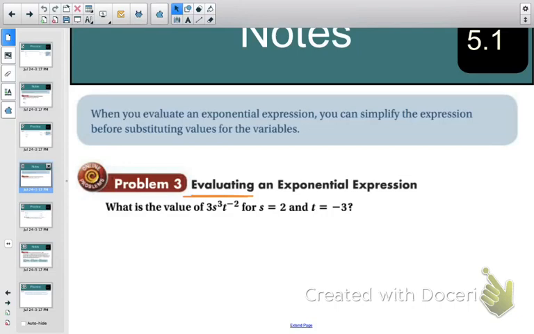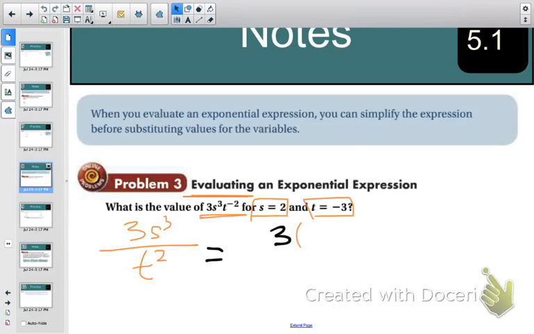Okay, so the first thing we're going to do is simplify this. I'm going to make a fraction. My 3s cubed is going to stay on the top because they're all positive. My t is going to move to the bottom and become a positive 2. And now I'm going to plug in these guys: 2 for s and negative 3 for t. So I have my 3, and then my s becomes 2, and it is still cubed, over my t, which is negative 3, and that is squared. When you're evaluating, you're basically figuring out what your answer is. Okay, so 2 to the third is 8, so we get 3 times 8.